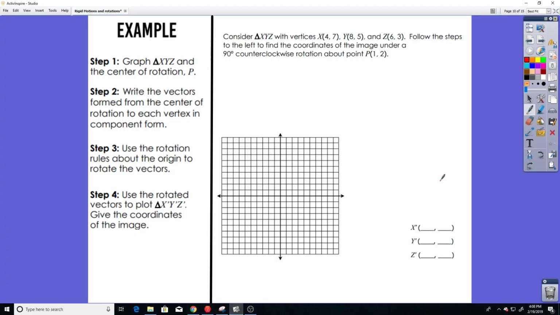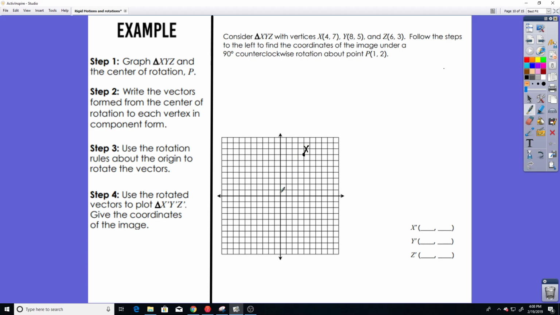All right, here's where we actually do a problem that requires a little bit of thinking. So we have a triangle XYZ, and we're going to graph those points right off the bat. X is (4, 7): over 4, up 7. That is going to be X.